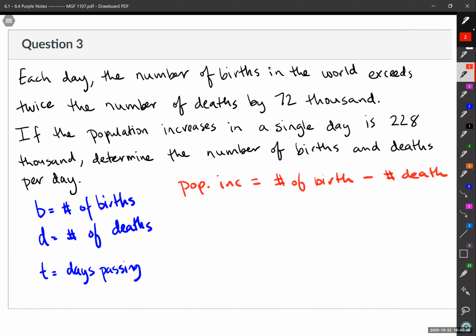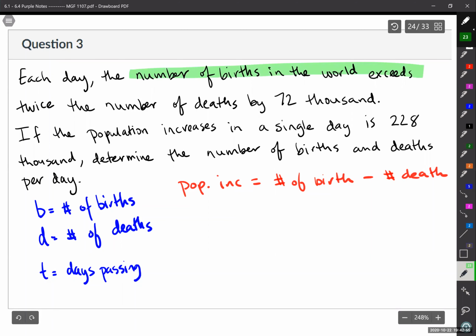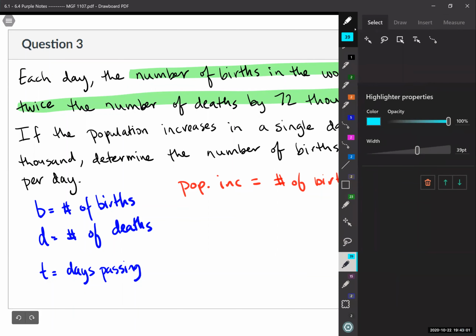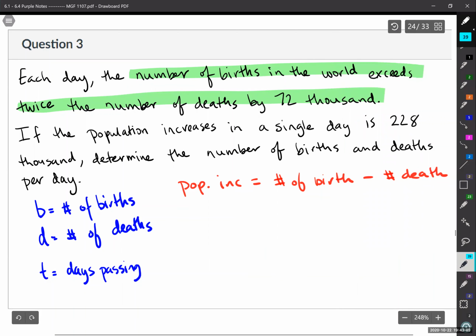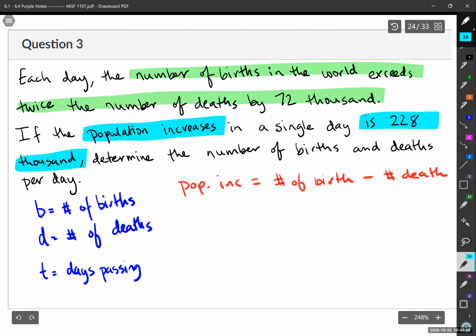Okay. Now, I'd recommend that you take the next minute or two to read through. And what I'm highlighting in green, our first statement, should be translated into an equation. And then they gave us additional information. Any information they give us should be translated. The additional information is they told us population increase was this amount. So they've given us two linked pieces of information. Write those corresponding equations.